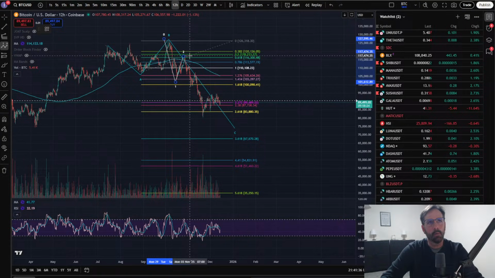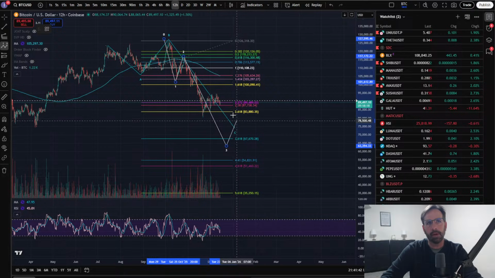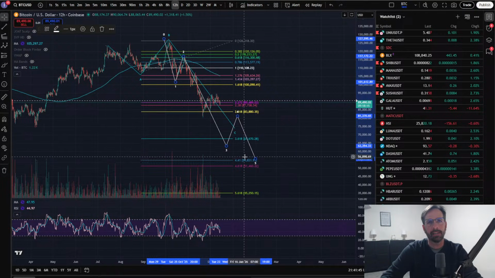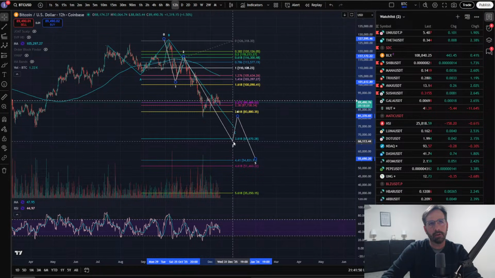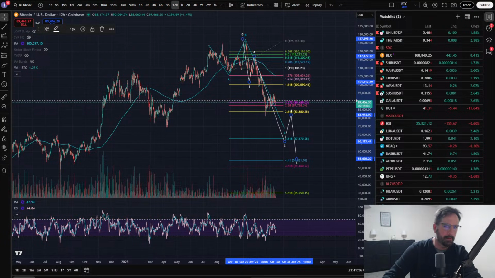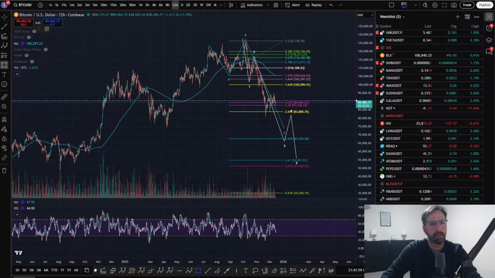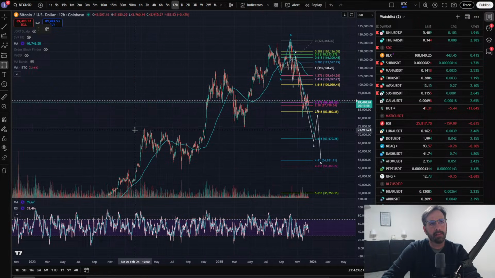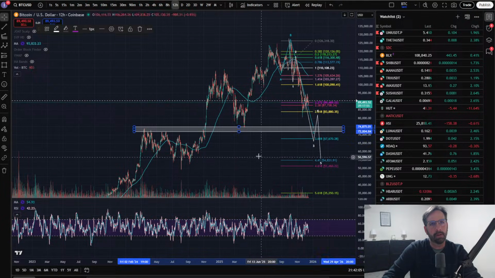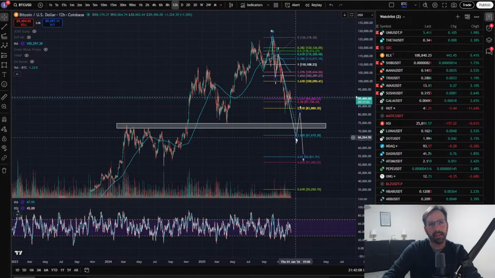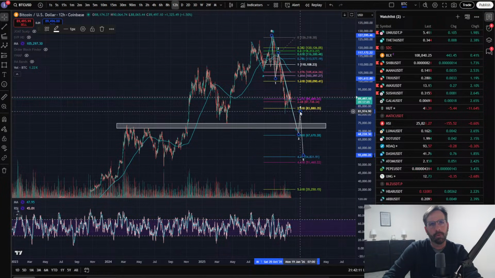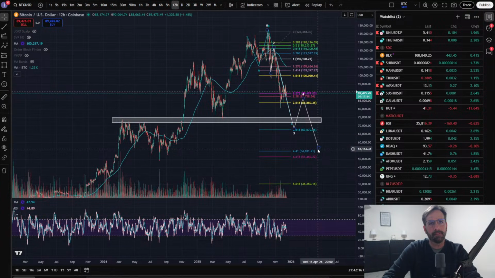I got a 1, 2, and that's a really big 1, 2. That means 3 is coming way down here. So I'm looking for 3 way down here, then 4 and 5. If you wonder where I get 64K, it's popping through the 3618 extension. So I'm looking for the 64 to 67K range. That's going to break this level right there, and then wick down to this zone here. Once that finishes, I'm looking for a 4th wave back up, and then a 5th wave. That's when we get down to that 50K target potentially.